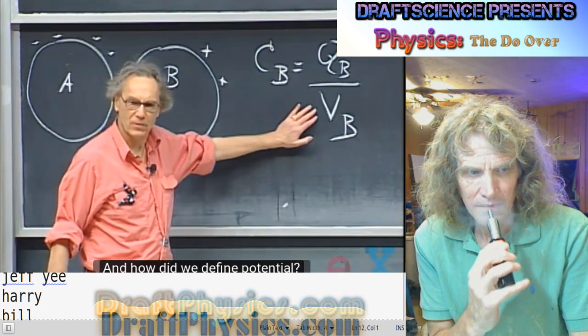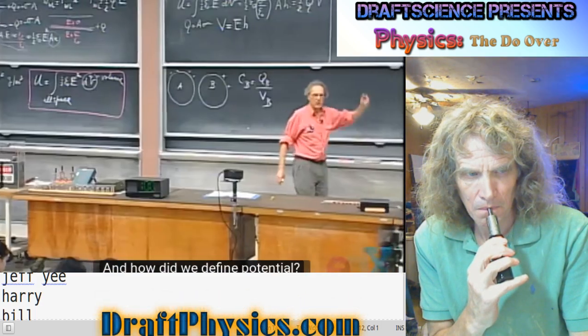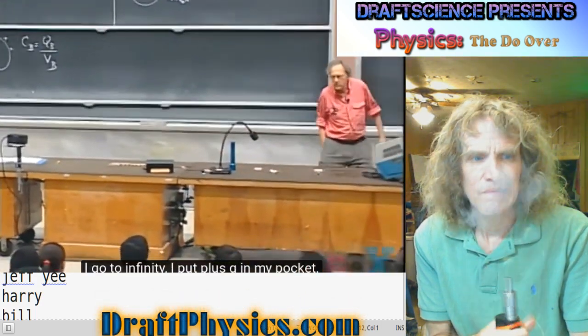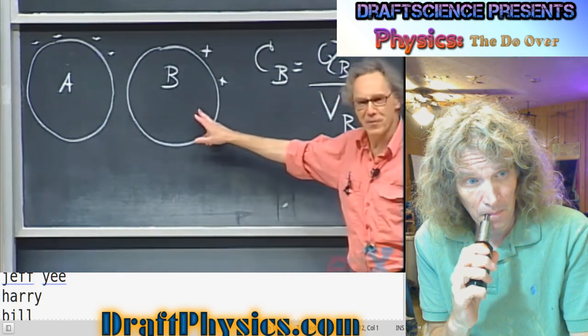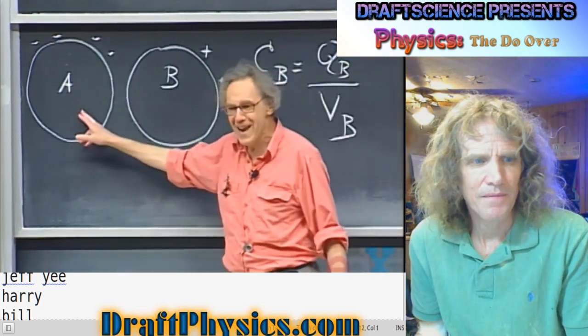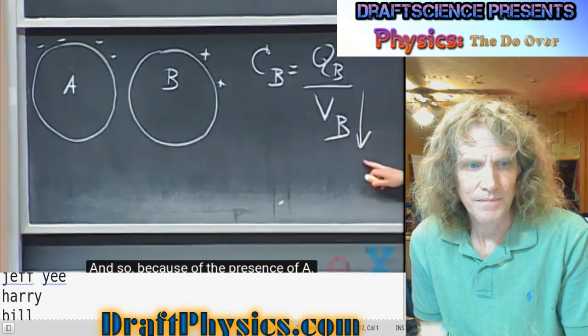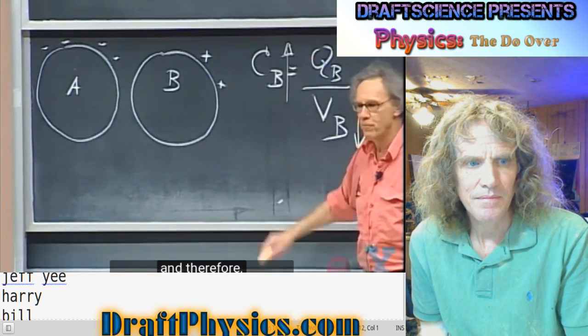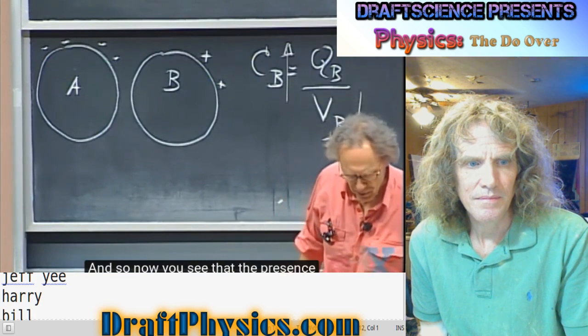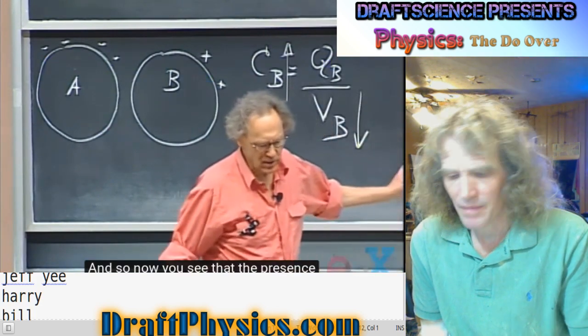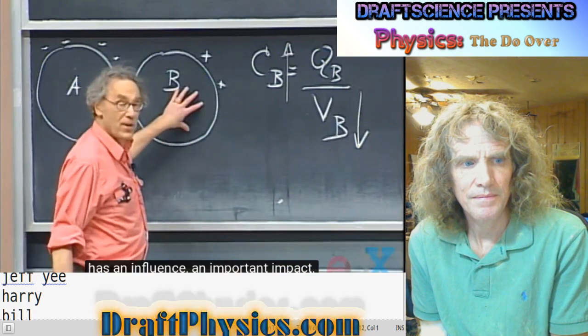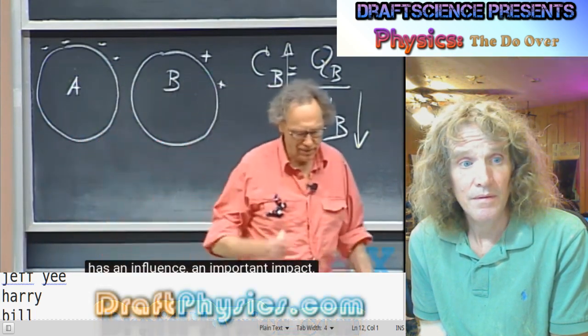And how did we define potential? Potential was work per unit charge. I go to infinity, I put plus Q in my pocket, I approach B, and the work I have to do per unit charge is the potential of B. That's the definition of potential. But B is repelling me, so I have to do positive work. But A is now attracting me. And so the work I have to do per unit charge is less. And so, because of the presence of A, the potential of B goes down, and therefore the capacitance of B goes up. And so now you see that the presence of this charged sphere here has an important impact on the capacitance of B.